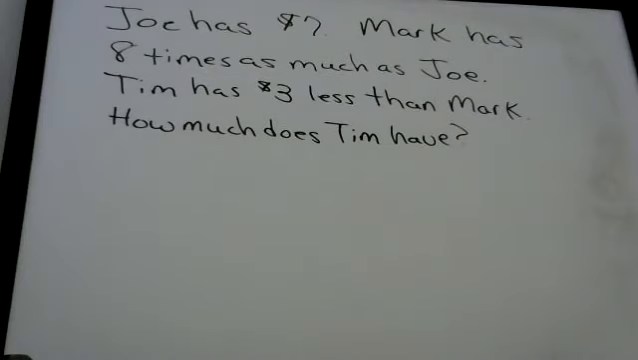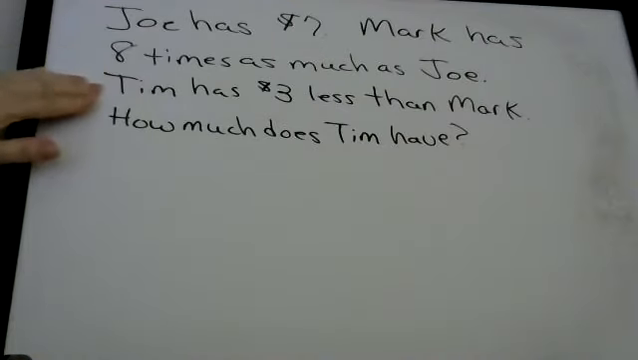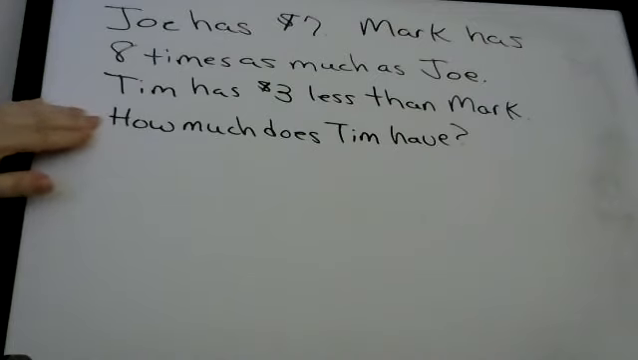Here's a problem that looks kind of complicated when you first read it, but if you look through it and apply what we know so far, we'll be able to figure it out step by step. Often the key with any sort of algebra or formula is write down what you know, solve for what you don't know. So this says Joe has $7. Mark has 8 times as much as Joe. Tim has $3 less than Mark. How much does Tim have?